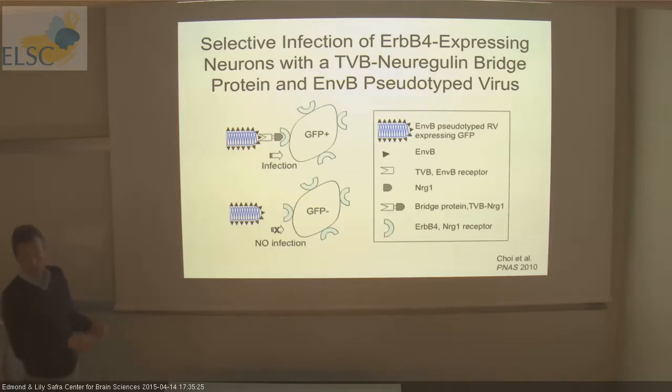Okay. We'll talk more about what I mean by pseudotyping and how we do that later. But we can make this virus in a music experiment. We just use the rabies virus, which we would hope would selectively infect the cells that have this ERBB4 receptor on their surface. So you make this virus, you make this bridge protein, you mix them together, and then you put it on the cells, and you hope that it will only infect these ERBB4 expressing cells.